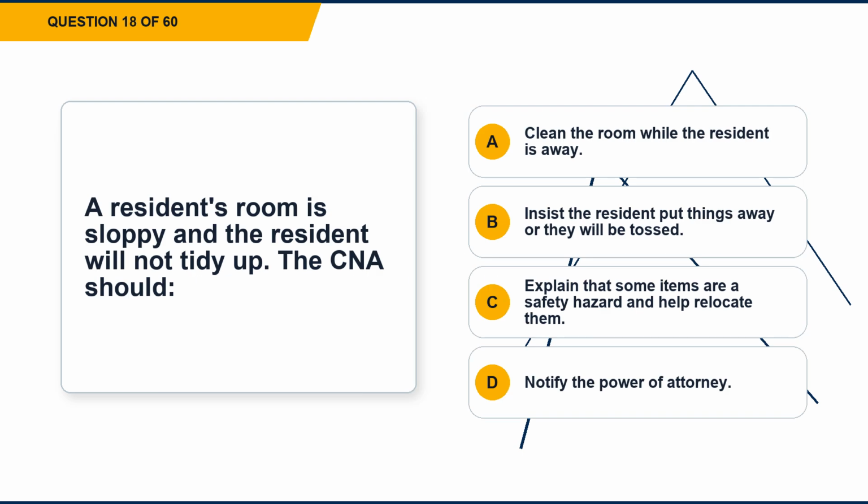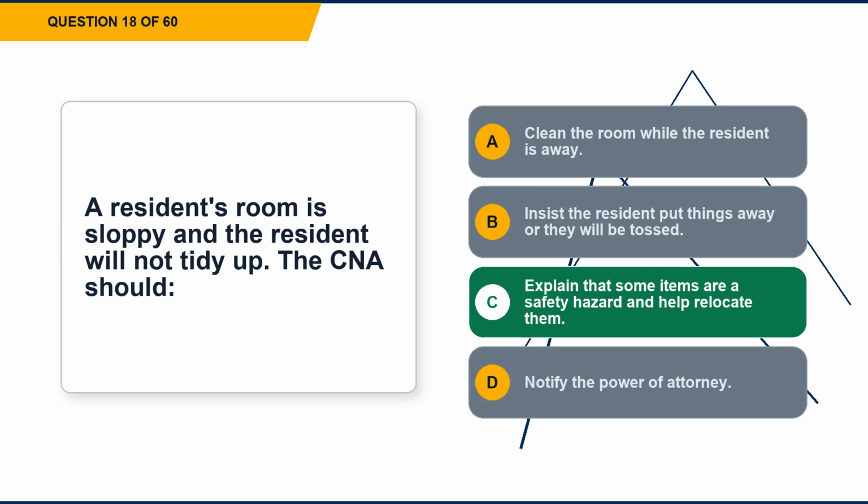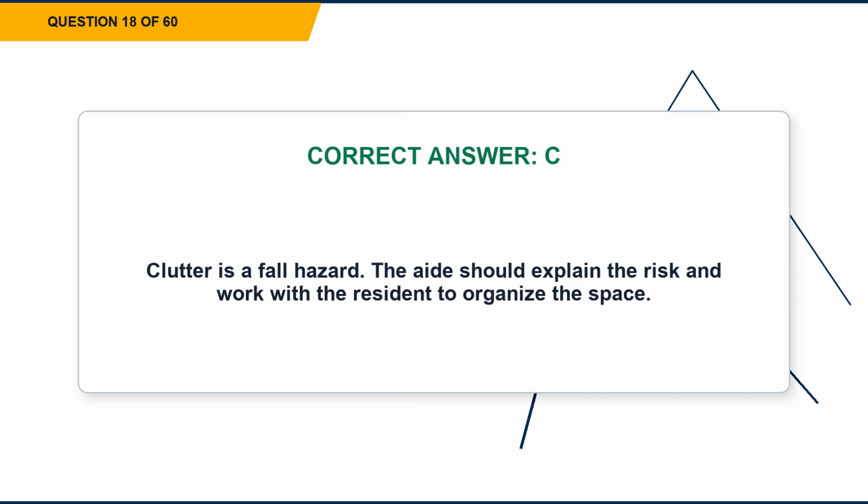Question 18. A resident's room is sloppy and the resident will not tidy up. The CNA should. Option A, clean the room while the resident is away. Option B, insist the resident put things away or they will be tossed. Option C, explain that some items are a safety hazard and help relocate them. Option D, notify the power of attorney. The correct answer is option C, explain that some items are a safety hazard and help relocate them. Explanation. Clutter is a fall hazard. The aide should explain the risk and work with the resident to organize the space.